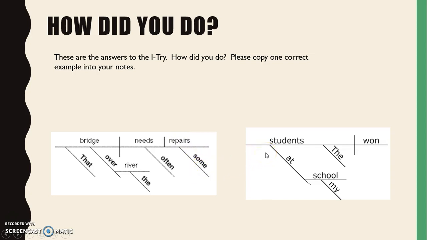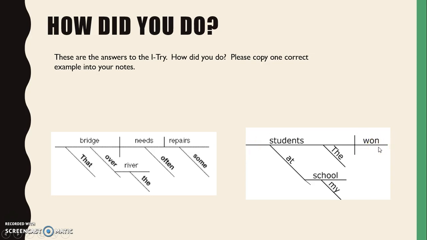Or you could have the students at my school won. You've got students. At my school modifies students. It tells us which students they were. Notice at is your preposition. School is the object of the preposition. My is your modifier. The should actually be over here. Sorry about that, my mistake.